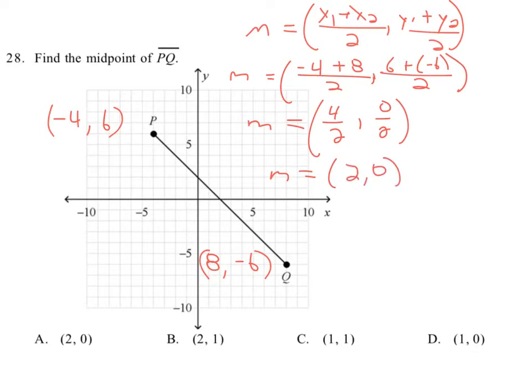Where is 2, 0? Go over to 2, and you don't go up or down. This y coordinate tells you how far to go up or down. So that's that point right there. And let's mark it. That right there.